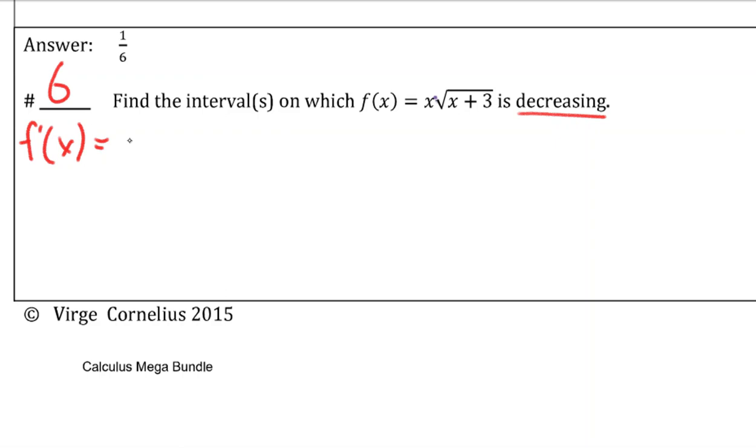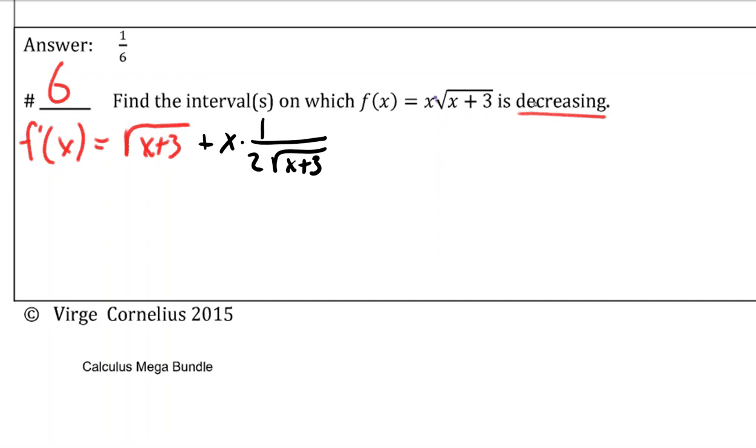So derivative of x times x plus 3 left alone plus x left alone times the derivative of the square root of x plus 3. So we would bring the power down, lower the power by 1, consider chain rule, but it would just be times 1. Okay, are you good with that as first derivative?